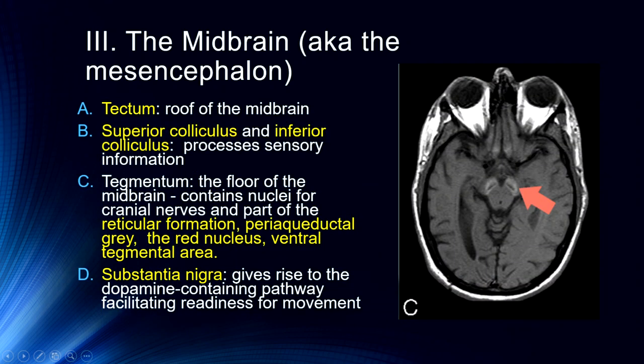Final stop off on the midbrain is the substantia nigra. This is the starting point for the basal ganglia. So it gives rise to the dopamine-containing pathway that facilitates readiness for movement. Very easy to see on this magnetic resonance imaging slice. There, where the arrow is pointing, the substantia nigra means black body. And so they're very easy to spot right there in these dark areas. Substantia nigra are also part of what's called the basal ganglia, and we'll talk about those here in just a moment.